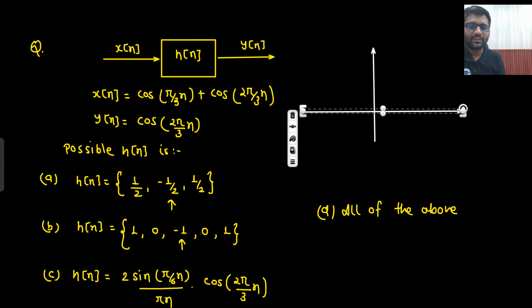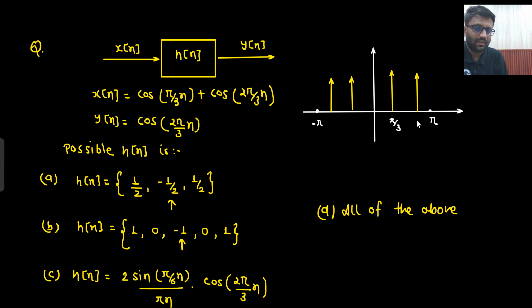So what is my matter of concern? Always my matter of concern is between minus pi to pi. So between minus pi to pi, what all impulses you are having? At pi by 3, at 2 pi by 3, at minus pi by 3 and at minus 2 pi by 3. So I need to check at pi by 3 as well. I need to check at 2 pi by 3 as well. I need to check at minus pi by 3 as well, and I need to check at minus 2 pi by 3 as well.